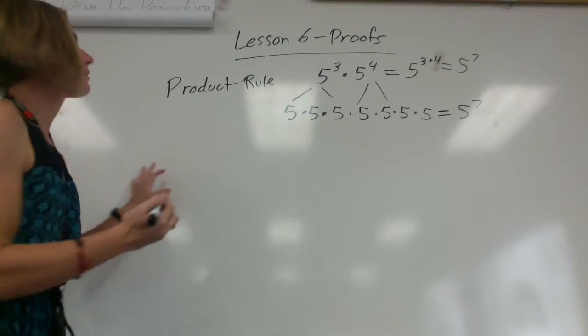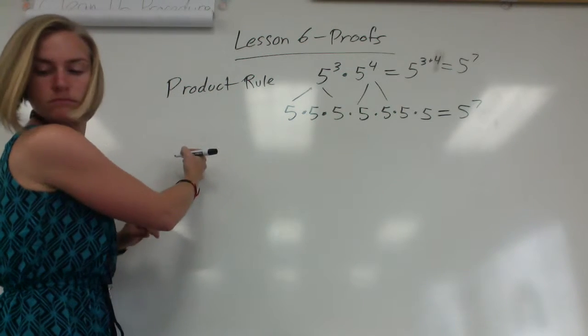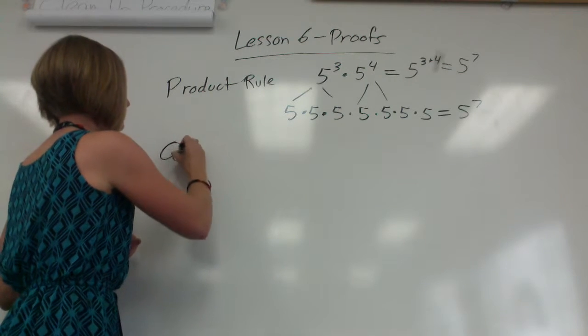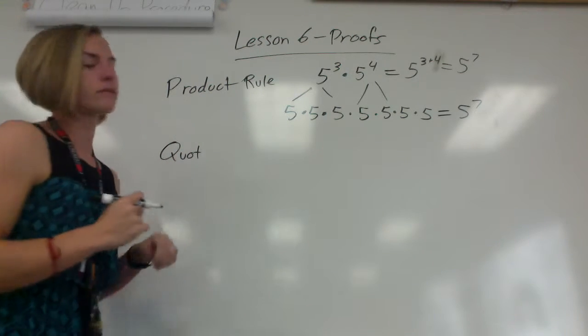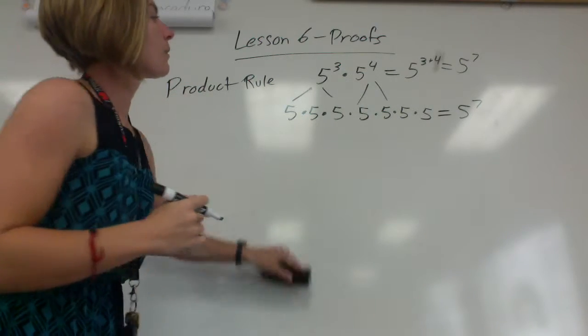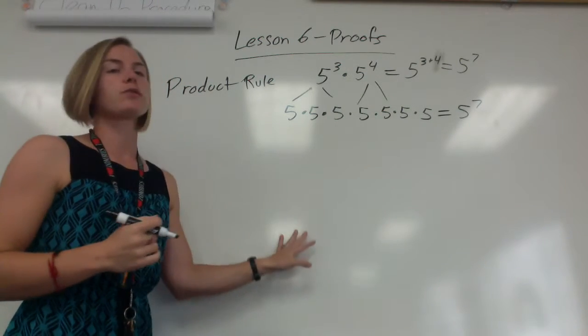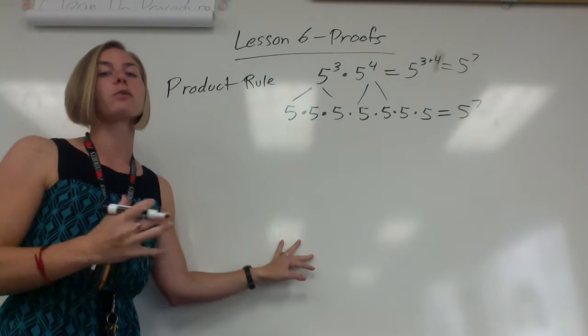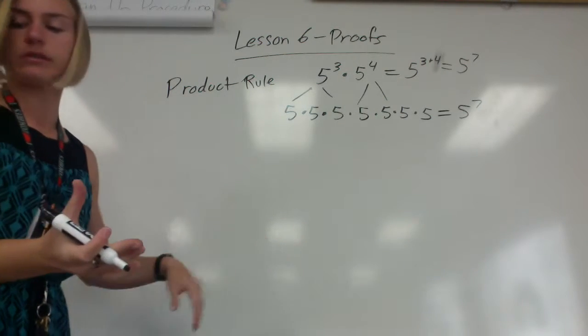Next one is the quotient rule. Oh wait, let's go back. Sorry. I want to show you an example of the product rule and a proof of the product rule with a negative exponent since we know those now.